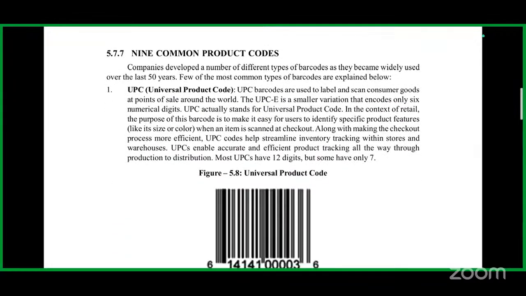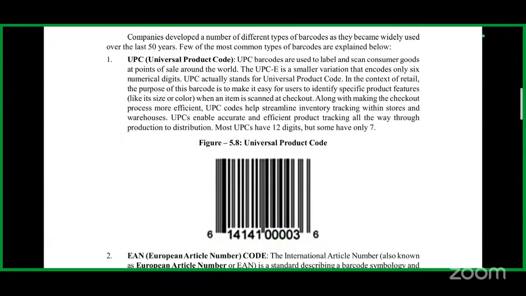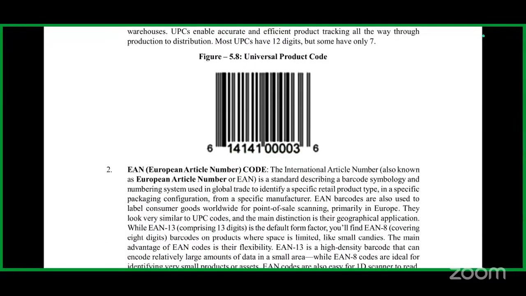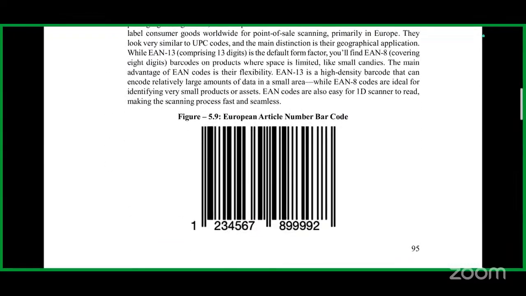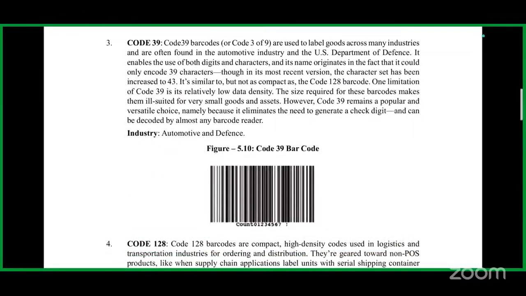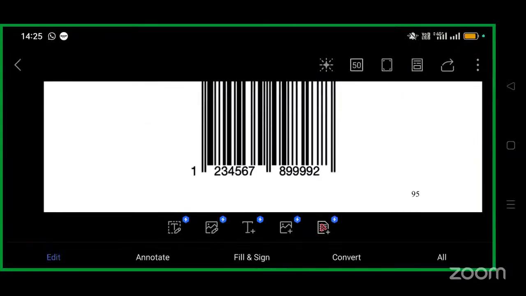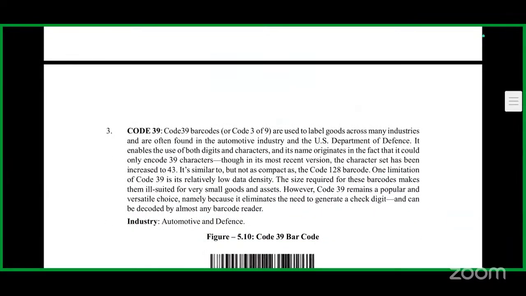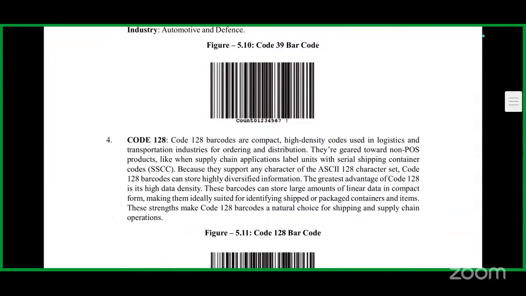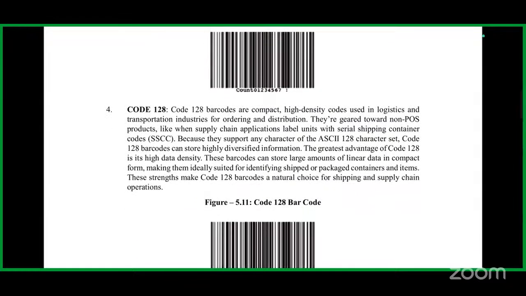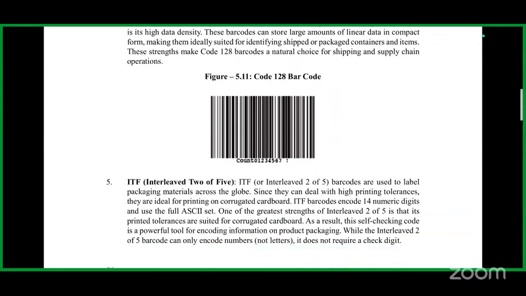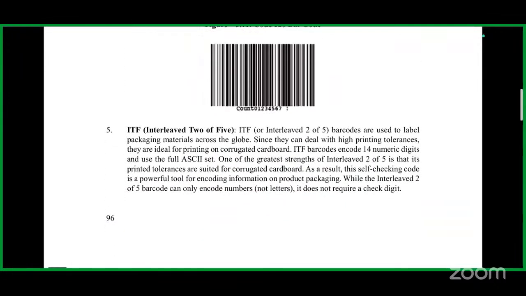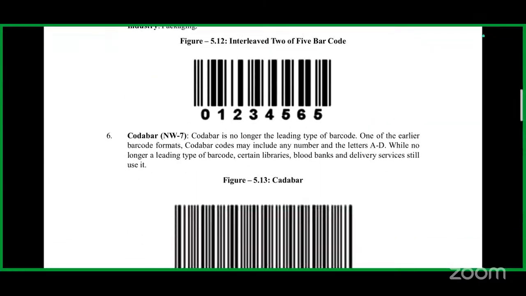Next are common products: UPC, the Universal Product Code. Next is EAN, the European Article Number code, and Code 39. Looking at the different barcodes, Code 39 is used in automotive and defense, and Code 128 is used in logistics and transportation. These are high-density codes used for non-POS products like serial shipping containers. ITF, Interleaved 2 of 5, is used in packaging.